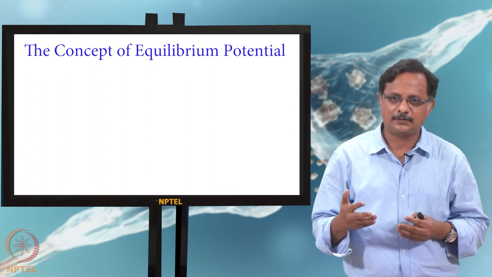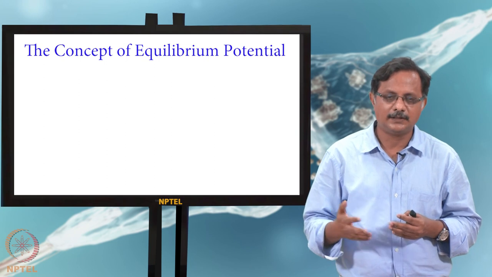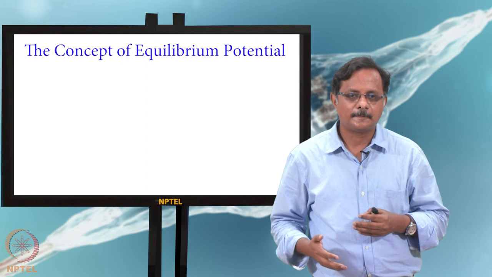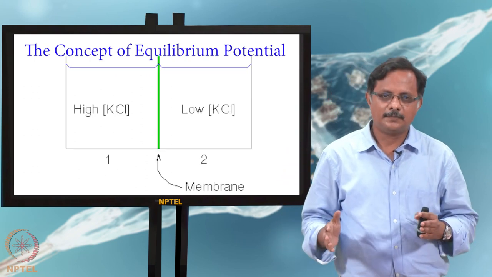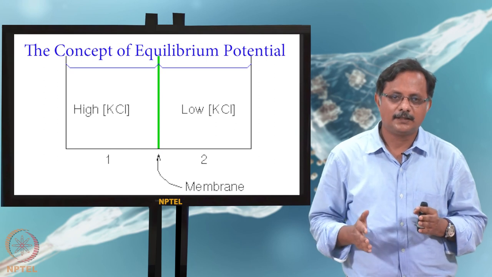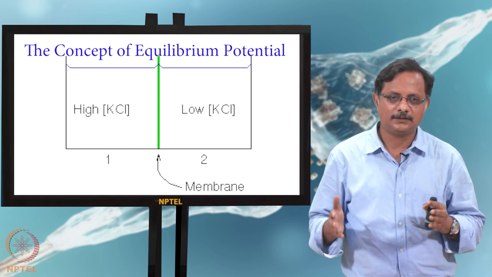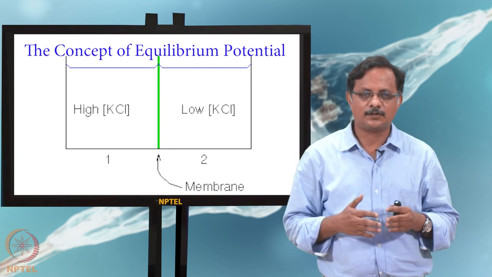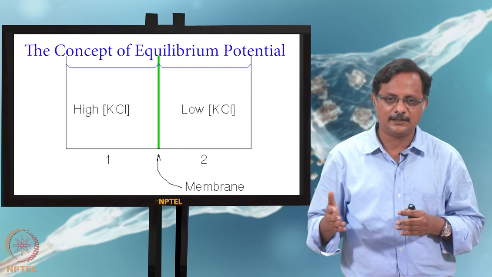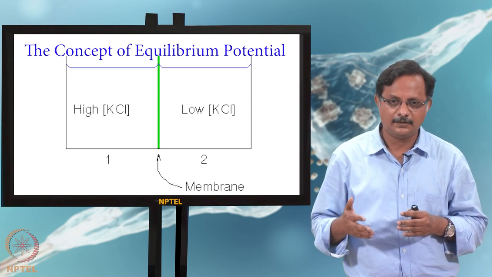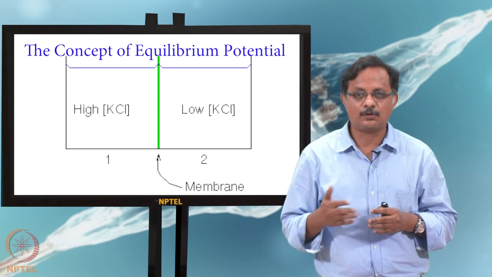Some of these concepts you might have become familiar with in your high school electrochemistry, so let us quickly revise that. Imagine a vessel which has two compartments, left and right, and both compartments are filled with potassium chloride solution. On the left side the concentration of KCl is high, on the right side it is low, and the two compartments are separated by a membrane which is permeable to both potassium and chloride.